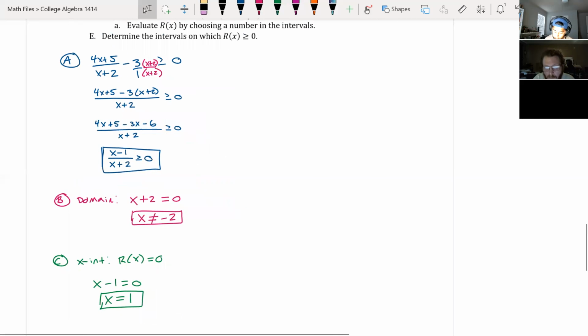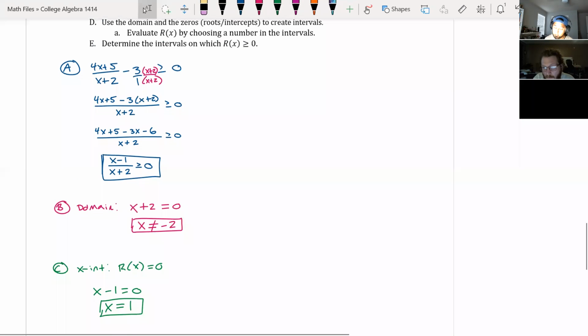And then D, we're going to make another sign chart number line. But any questions before moving on? Everybody good with the math that's going on? Math is the hardest part for me. Always.